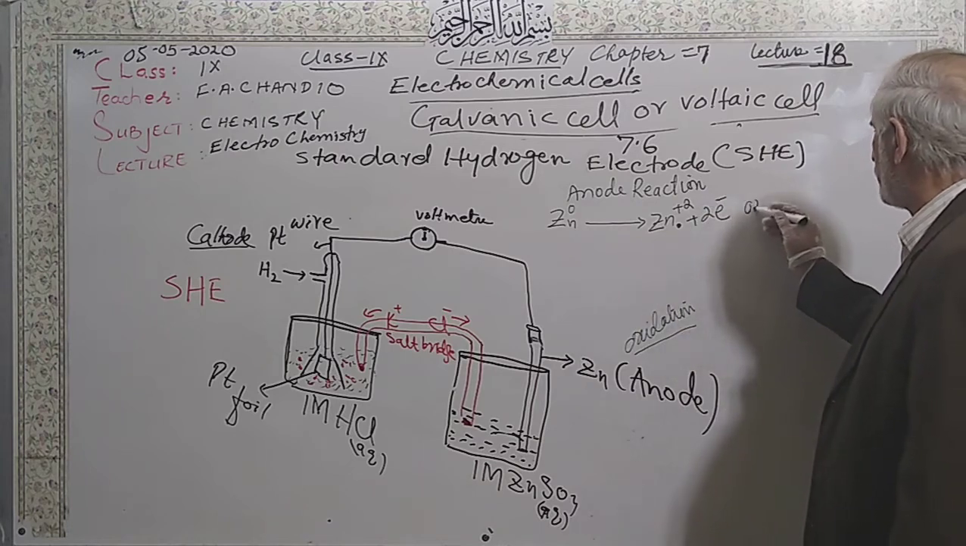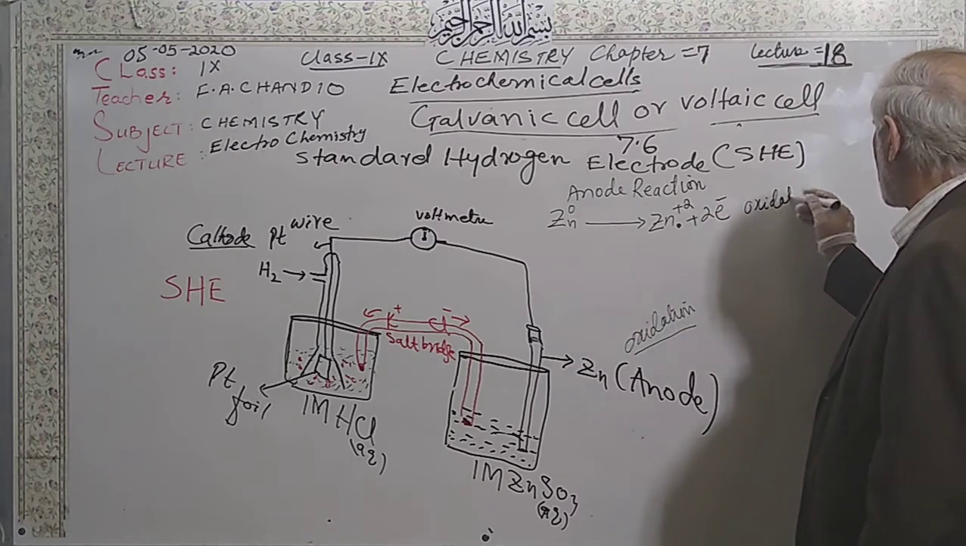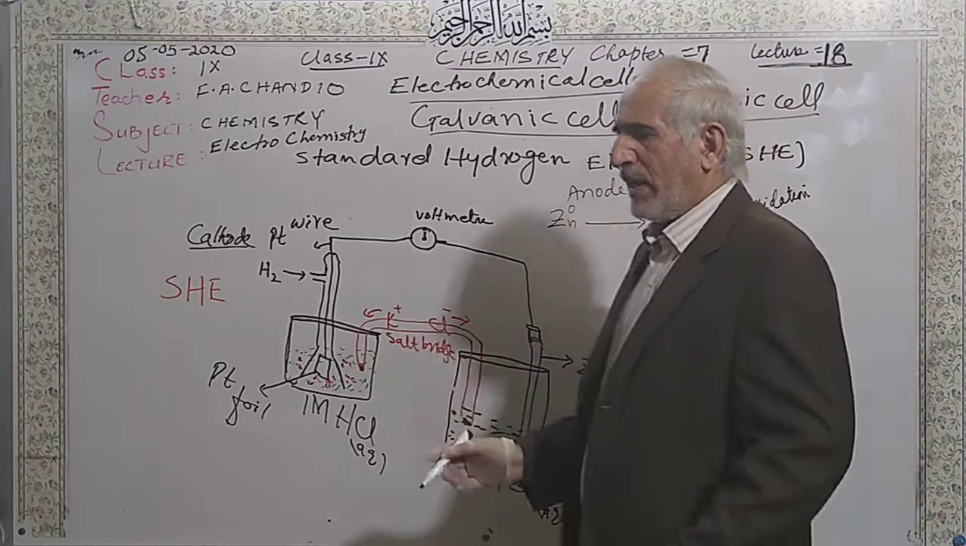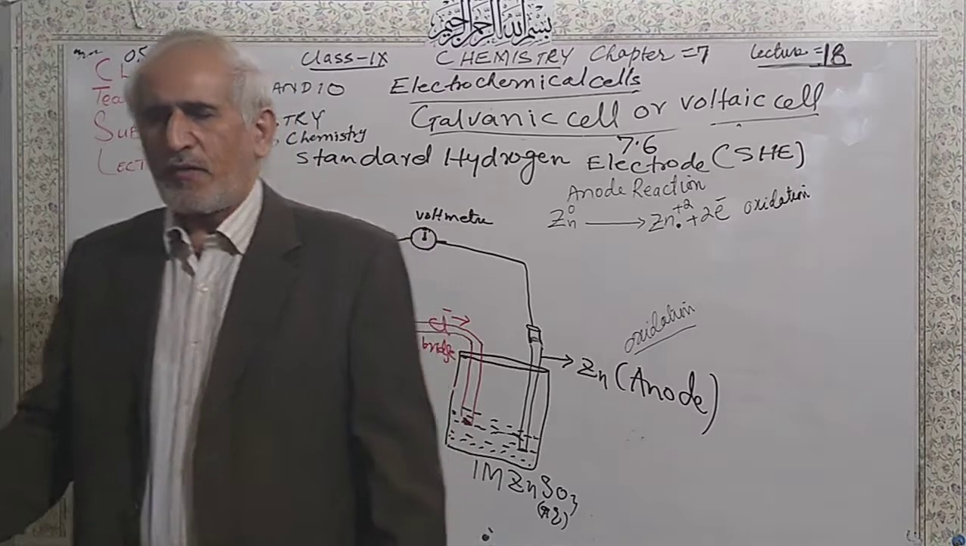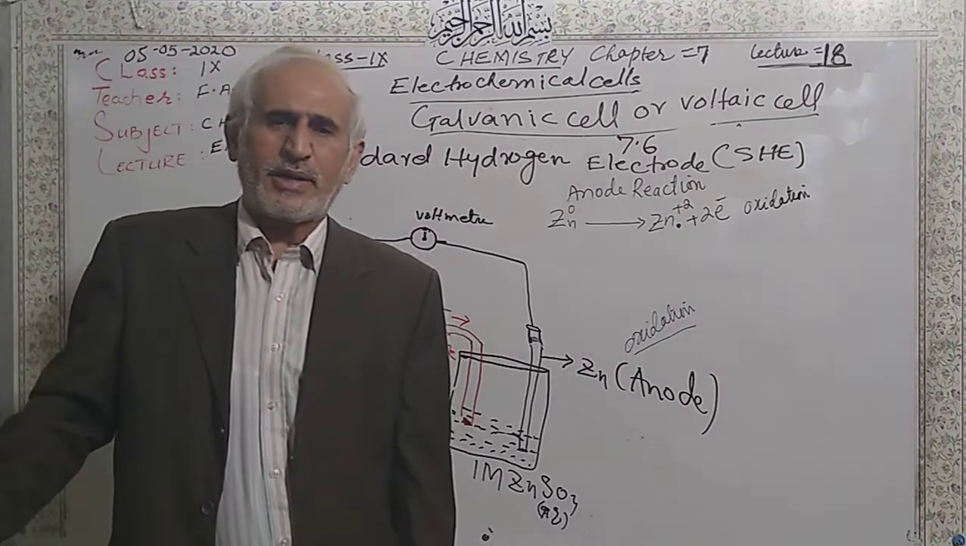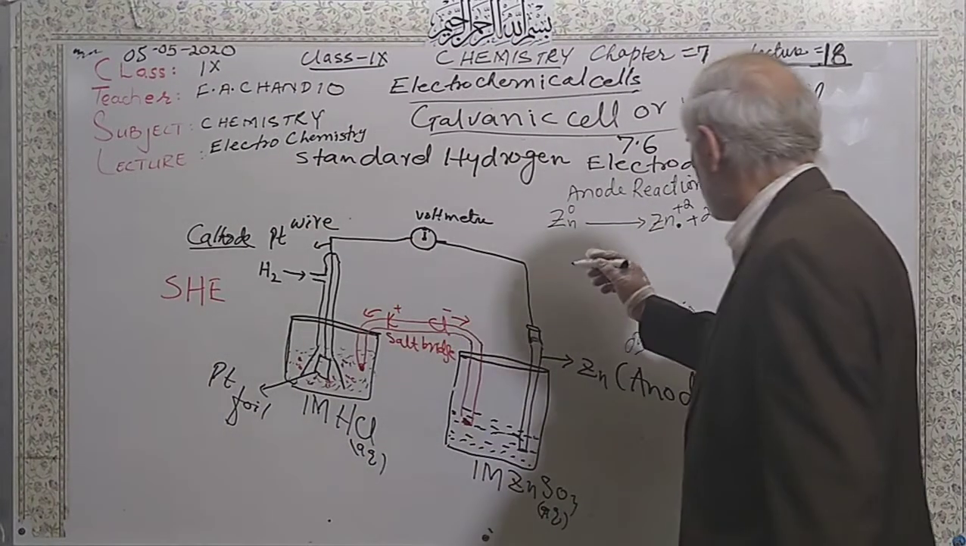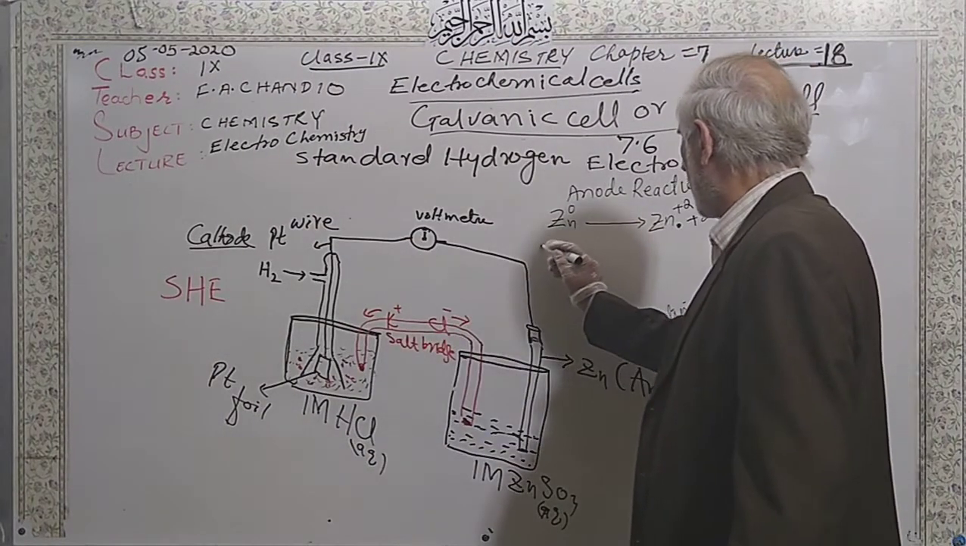This is called oxidation. Maybe in the new edition of this book, correction is going to be made, but in the old one, one equation is wrongly written in the book. So cathode.